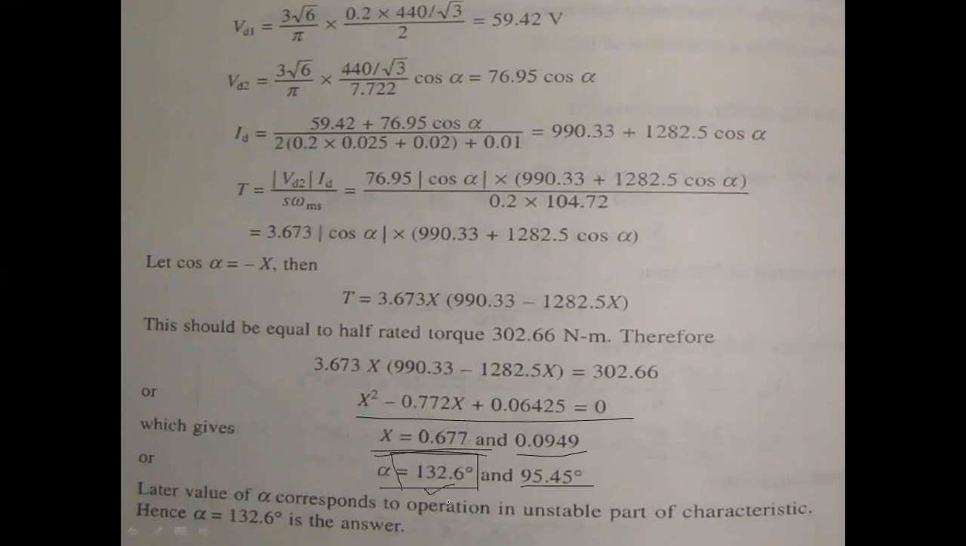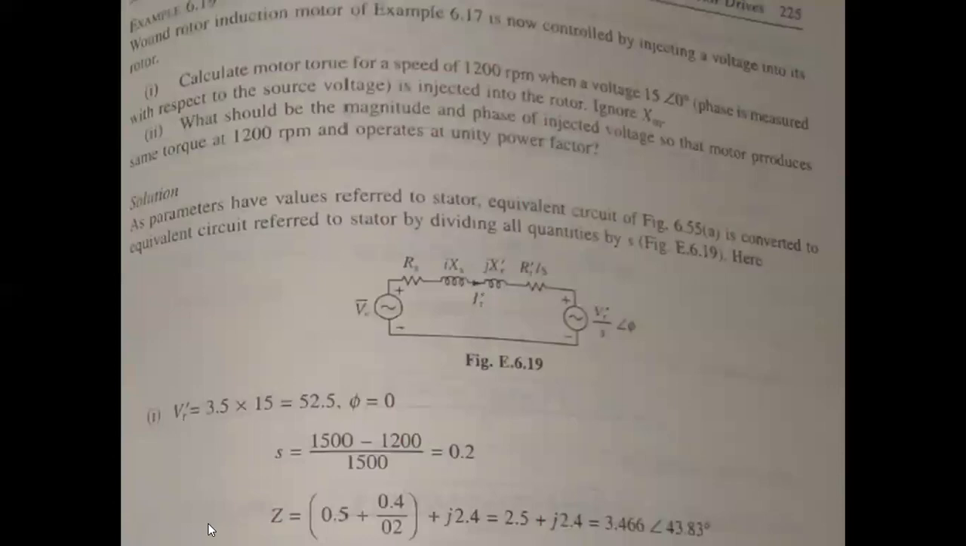Our drive operation is considered under the unstable part. If it were 95.45, then alpha becomes stable, that is, the operation of the drive becomes stable. So for this we have to omit the 95.45 angle and consider 132.6 degrees. So alpha is 132.6 degrees is the answer. Next problem.